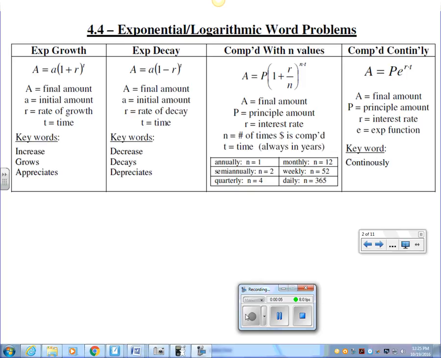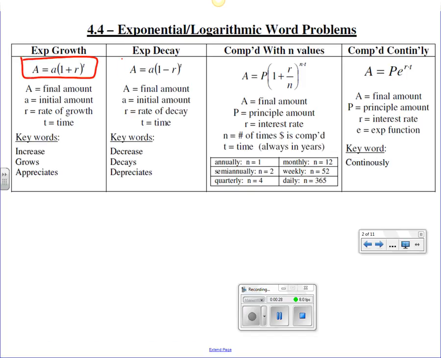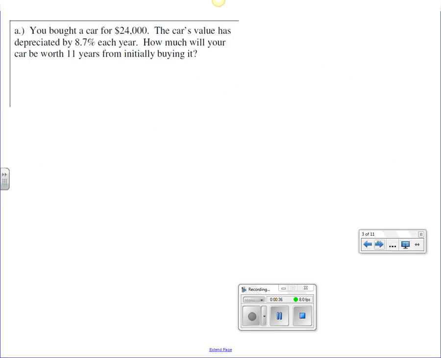This lesson is 4.4, exponential and log word problems. Those are the four formulas that we're going to be using. You don't need to memorize those. They will be given to you. You do need to know how to use them. The only thing that will be given to you on the test is these. So you do need to know what all the different letters mean on your own. Okay, let's do an example.